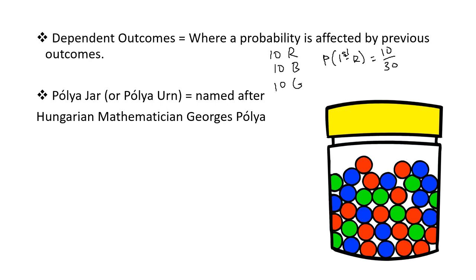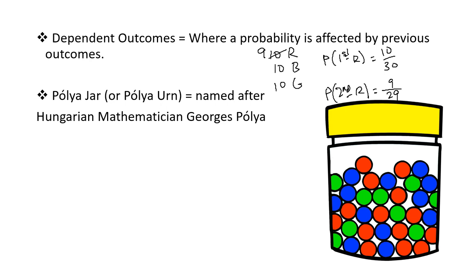But what happens if after I pull out that first red marble, I don't put it back? I leave it off to the side of the jar. And so now I want to pull out a second red marble. Well, now things have changed because I don't have 10 red marbles anymore. Now I just have 9 because I took one out. And I don't have 30 marbles anymore because, well, I took one out. And so now this probability has become 9 out of 29.